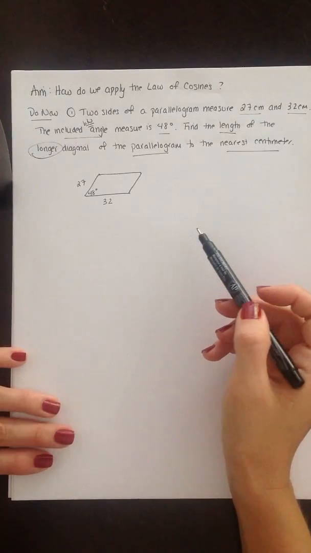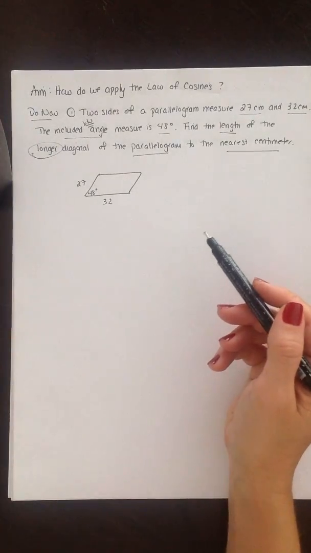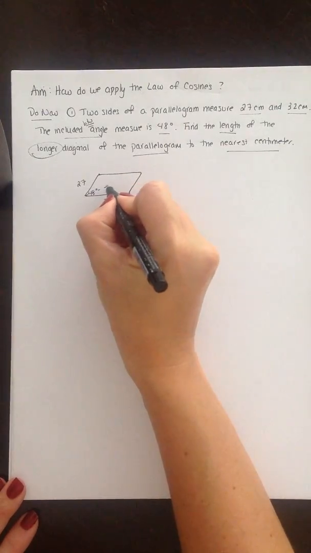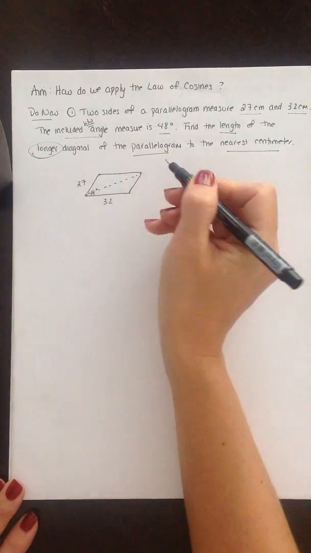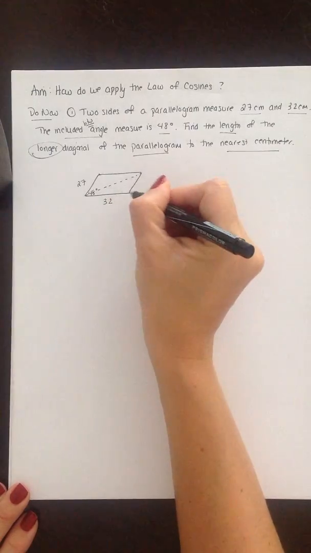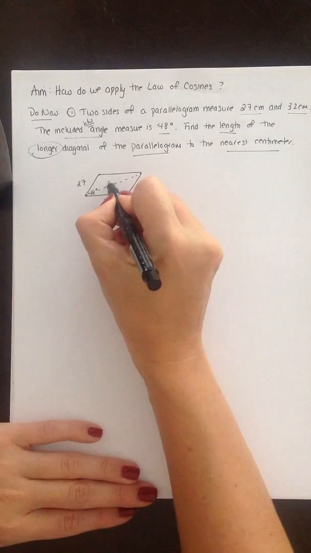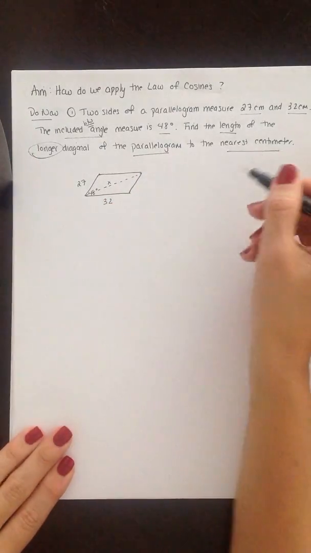And our job is to find the length of the longer diagonal. Well, you can kind of see the longer diagonal is this one. That one's going to be longer than the short one here. So this is our question mark. This is our x. What is that equal to?